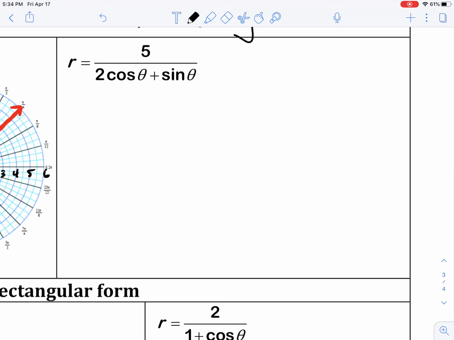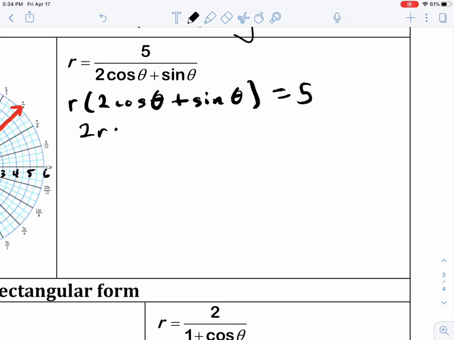is I'm just going to multiply both sides by the denominator. So write this as r times (2 cosine theta plus sine theta), make that equal to 5. And then I'm going to distribute that r, and so I would get 2r cosine theta plus r sine theta, make that equal to 5. And take a look at what we have here.